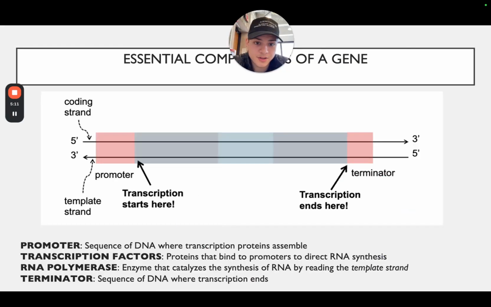And here are the essential components of a gene. Specifically, we have the coding strand and template strand, and for the template strand, the RNA polymerase is going to bind from the 3' end. Remember, it reads the template strand from 3' to 5', but it's going to synthesize RNA from 5' to 3', and we always have to maintain the anti-parallel configuration.